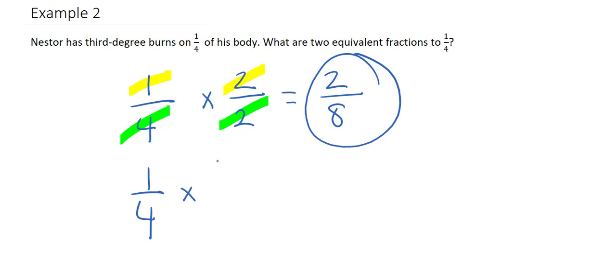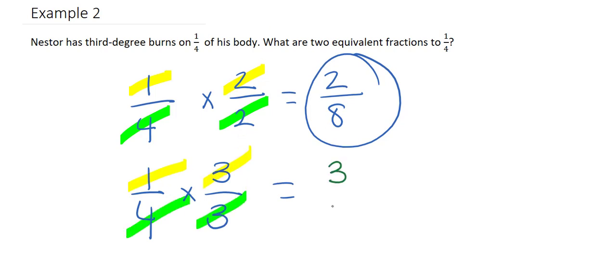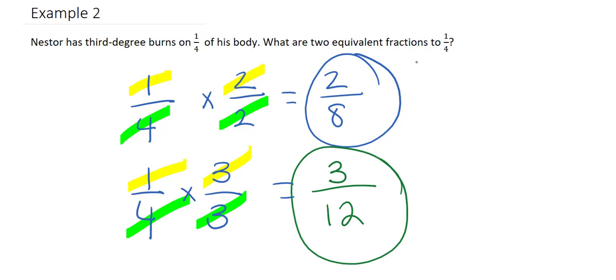So we can just go ahead and pick the next number up, which is 3/3. So 1 times 3, well, that would be equal to 3. 4 times 3, well, that's 12. So we have 2/8 and 3/12, which are the same thing as 1/4. So these are equivalent fractions to each other.